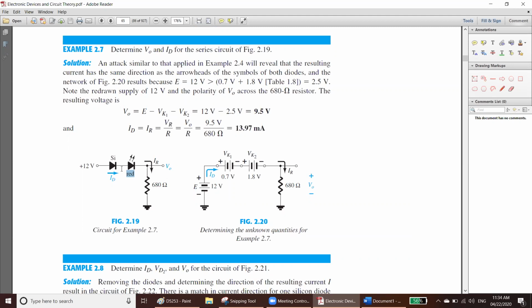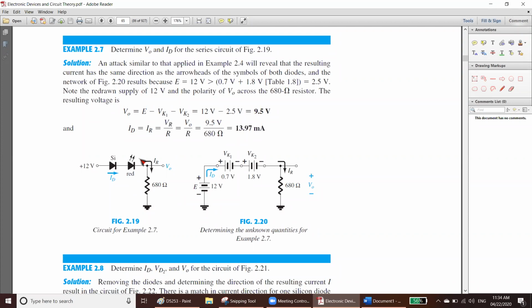So this math is the last math of today's class. This is a very interesting math, and this is a very simple and easy math. Here they have used two diodes. One is the silicon diode, another one is the light emitting diode, that means the LED.